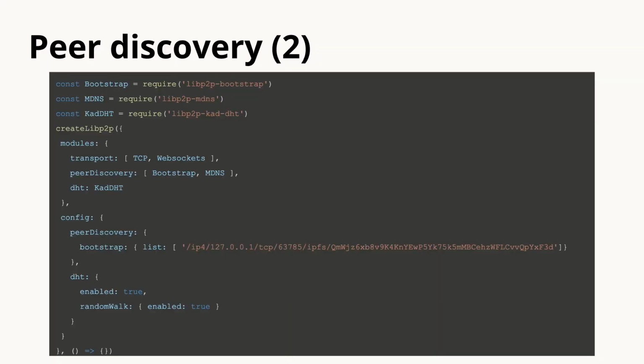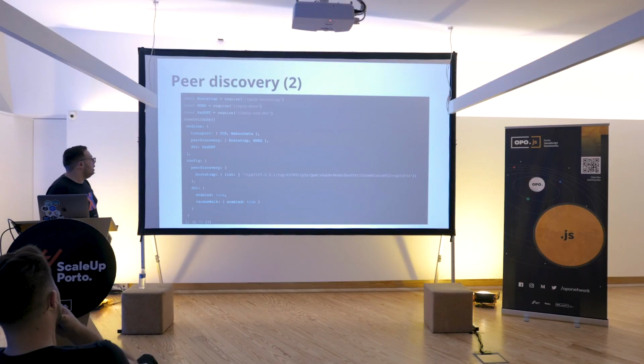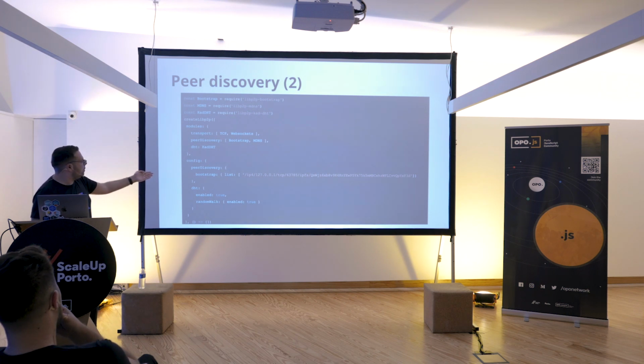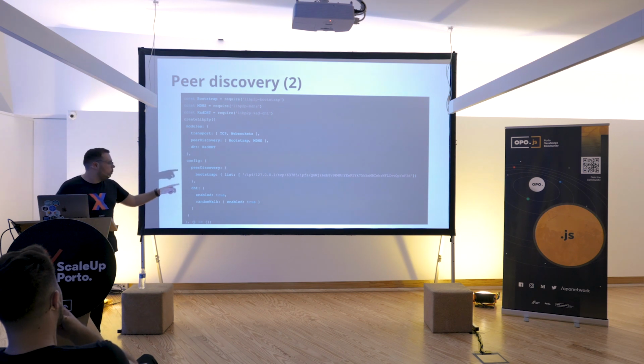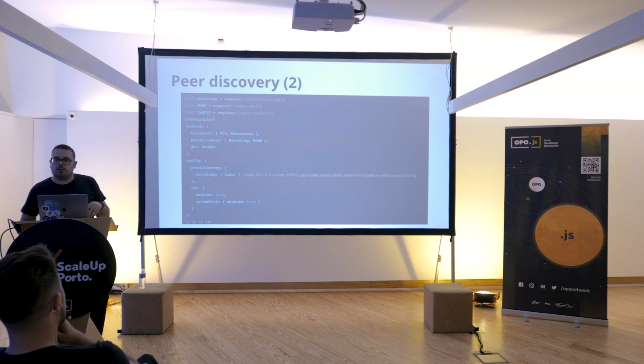An example of this: before, we were dialing that peer manually, but we can make that connection just with the configuration. So on the modules side of things, you once again put peer discovery and the modules that you want to use. And in the configuration, you can also configure the modules that you defined earlier. You can put a list of peers that you want your libp2p Bootstrap module to connect to. You could put 10 or however many you would like. And once the node starts, it will immediately connect to them.